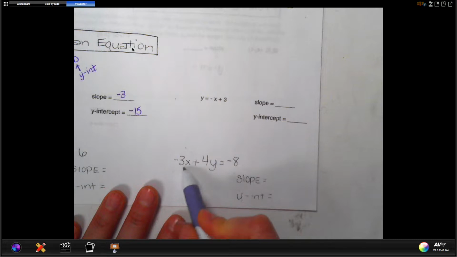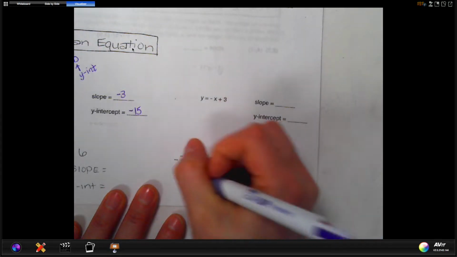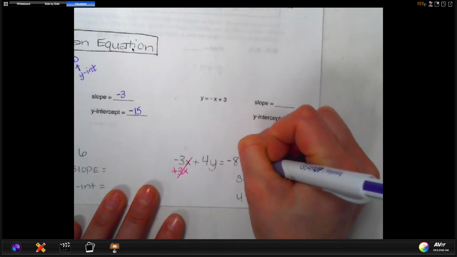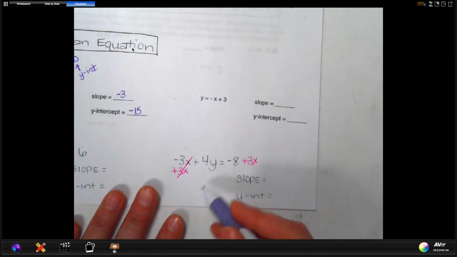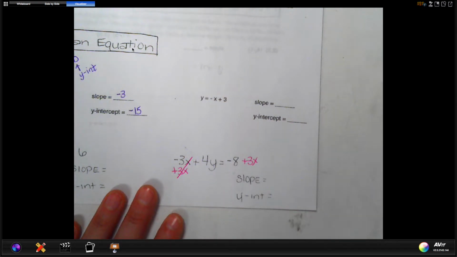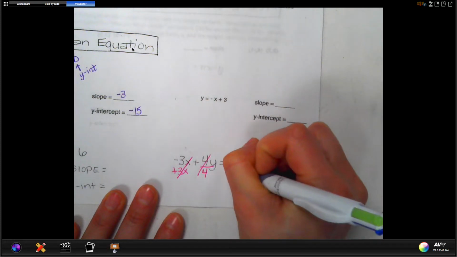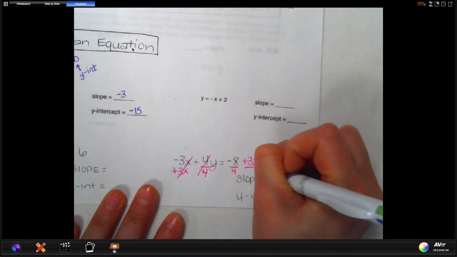We'll start with the negative 3x. To cancel out a negative 3x, you would add it. So we're going to add 3x here and cancel that out, but then you have to add it over here too. We also need to get rid of this 4. Well, this means 4 times y. To cancel a times, we would divide. So we're going to divide by 4 here, and then you have to divide each of your terms on this side by 4.